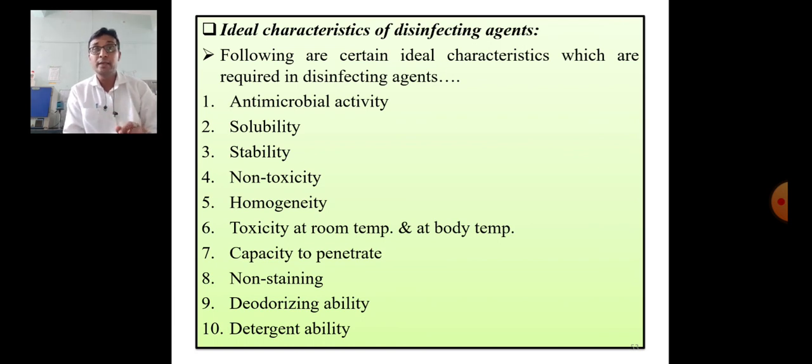If your disinfectant has the detergent ability, what does it mean? It is responsible for the process of disinfection as well as for cleaning. And students, you know very well, the combination of disinfection and cleaning is called sanitization. So students, try to understand, these were the 10 ideal properties, 10 ideal characteristics which are necessary to be present in a disinfectant or the disinfecting agent.